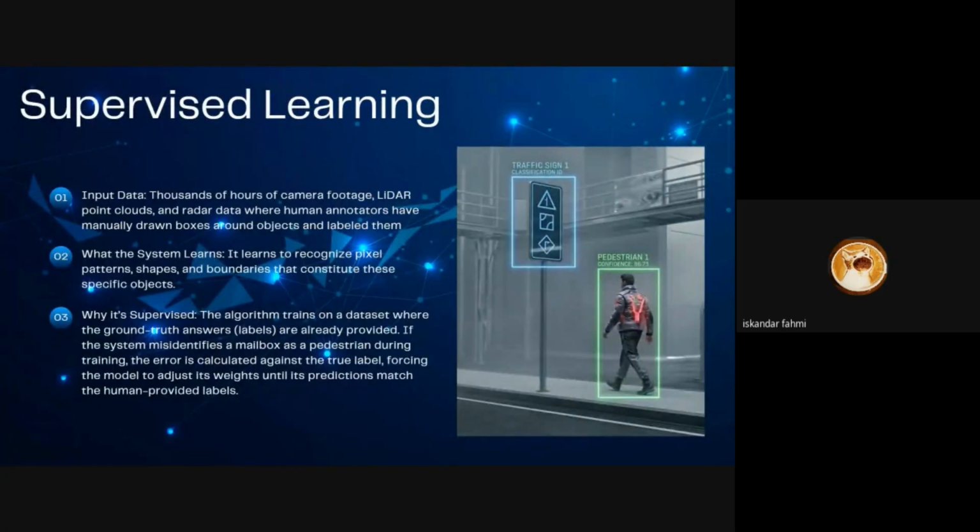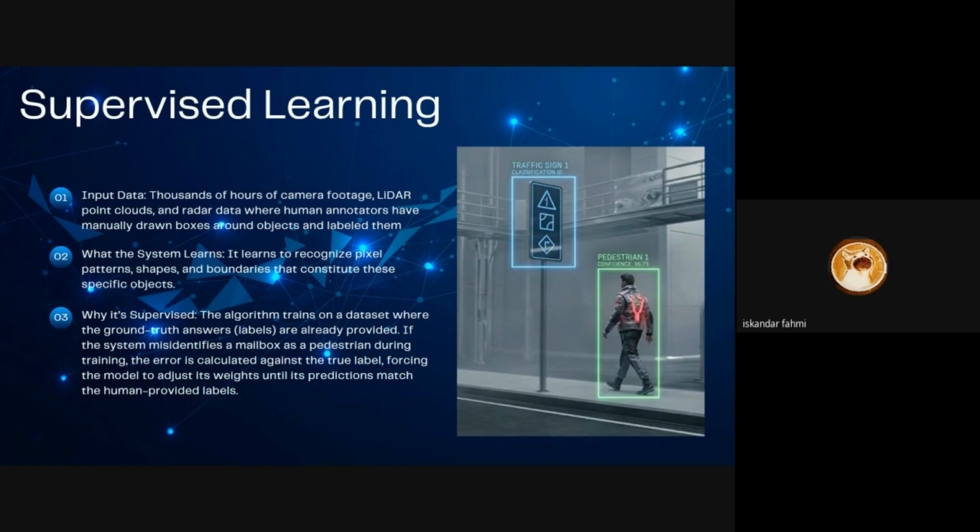Okay, so we can divide this into three categories, which are input data, what the system learned, and why it's supervised. So input data: thousands of hours of camera footage, LiDAR point clouds, and radar data where human annotators have manually drawn boxes around objects and labeled them.